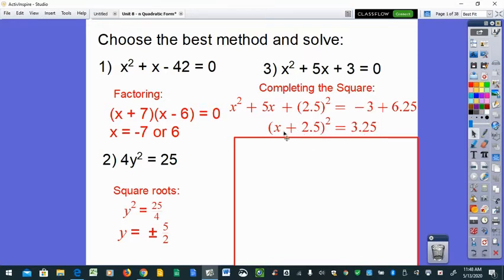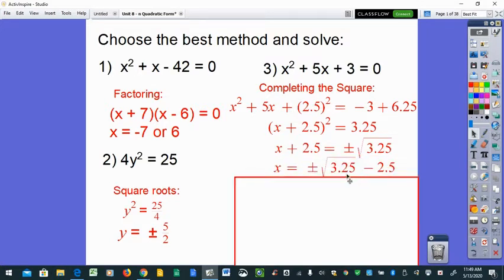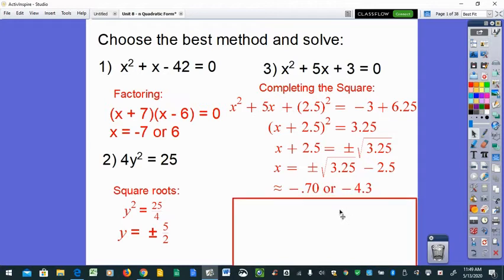And now, because the whole side is squared, I can take the square root. Don't forget to put your plus or minus. And when I take the square root of that 3.25, I'm going to subtract 2.5. So I'm going to take the positive root minus 2.5 and the negative root minus 2.5. And you should get about -0.70 or -4.3. So the square root of 3.25 minus 2.5 and the negative square root of 3.25 minus 2.5. And there are the 3 methods that we have used so far.